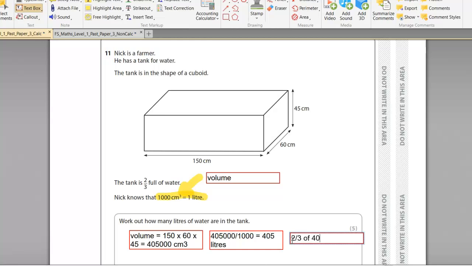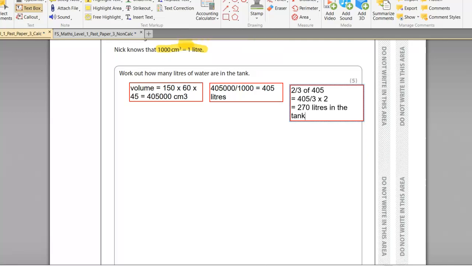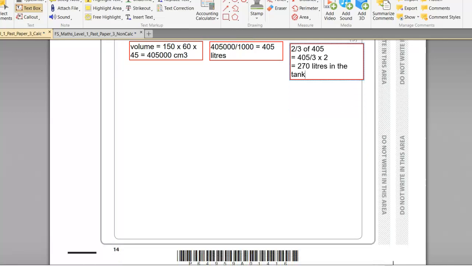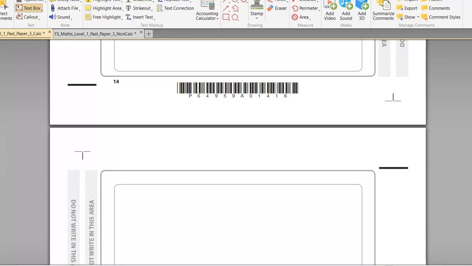So 2/3 of 405 is going to be 405 divided by 3 times 2, which means there's 270 litres in the tank. Okay, there we go. So there's our answer box, 270 litres.